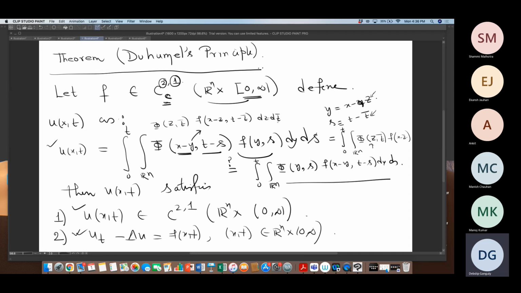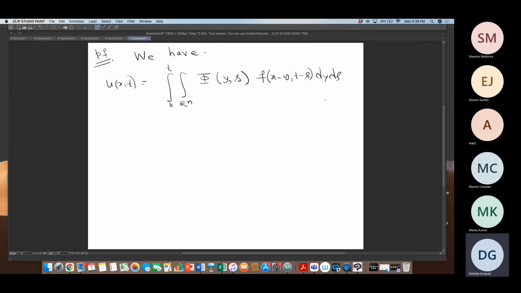So z and t bar are the variables. So instead of z, you now put y. You understand what I am saying? Because these are the running variables, dz and dt bar. So instead of z and t bar, you can put y and s. Just rename z and t bar as y and s, and this will be y and s again. So this is just a change of variable.